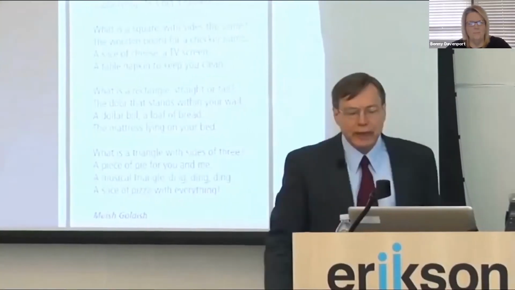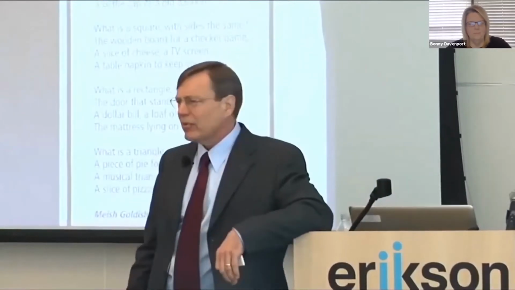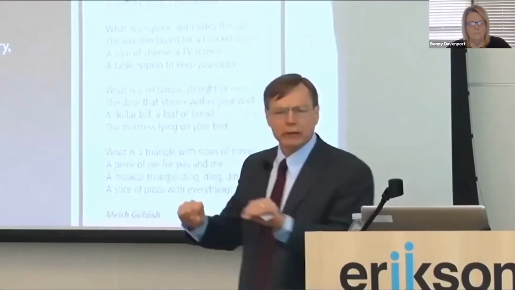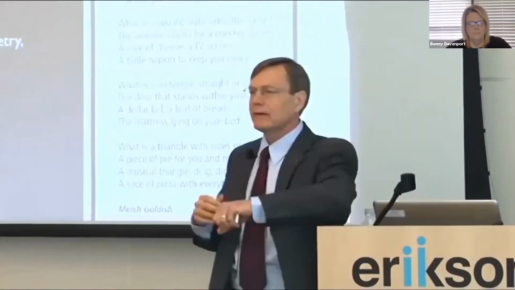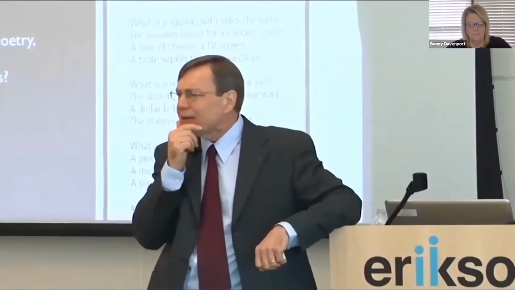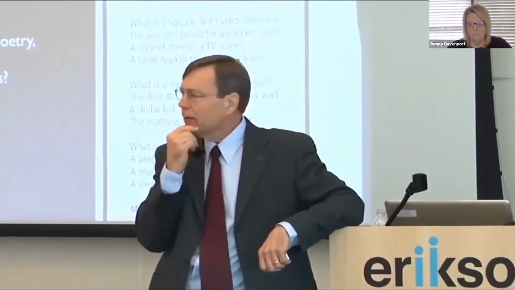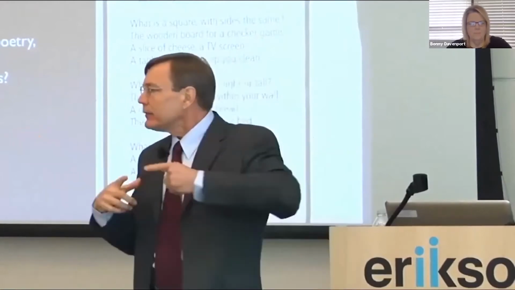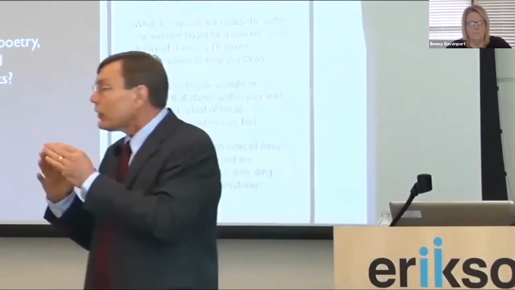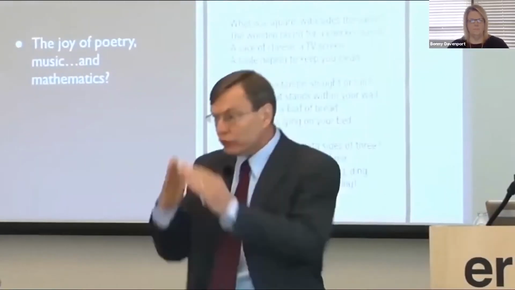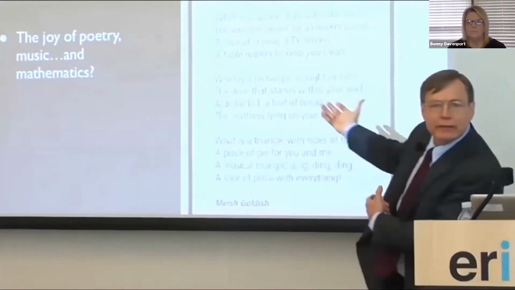What's a triangle with sides of 3? A piece of pie for you and me. No, it isn't. Oh, maybe they get better. What's a triangle with sides of 3? A piece of pie for you and me. A musical triangle. Ding, ding, ding. What's wrong with a musical triangle? It's a mathematical model of a triangle. It doesn't even meet, and it doesn't actually have a corner, a vertex. The vertex is two straight lines that come to a point, but they're all curved. I know we call it a triangle, but it's not a good example.